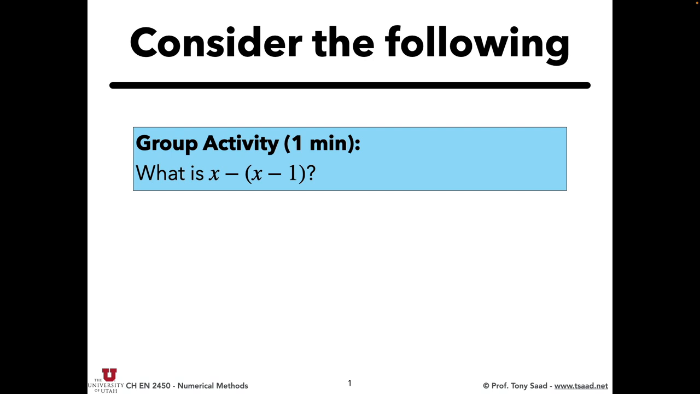It's negative one. Okay. X is a real number. So now, let's do this again. Two, three groups said that the answer is 1. And I think everybody agrees. This is a simple mathematical operation. X minus X is 0. Minus 1 times minus 1 is 1. So the answer for a reasonable person should be 1.